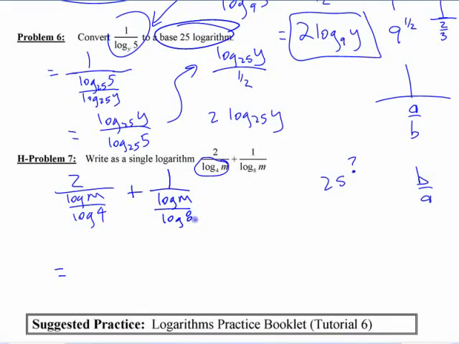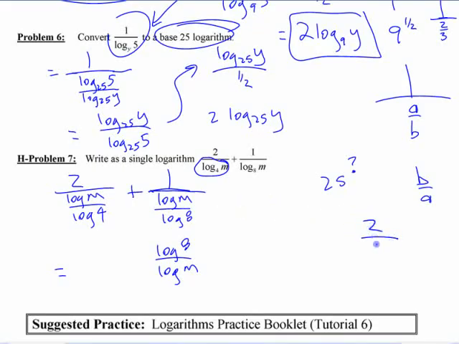What can we do with that? Let's do the easier one with the 1 on top. 1 over a fraction, what's that the same as? Yeah, reciprocal, log 8 over log m. So does it work when there's a 2 on top? No, it doesn't, right?